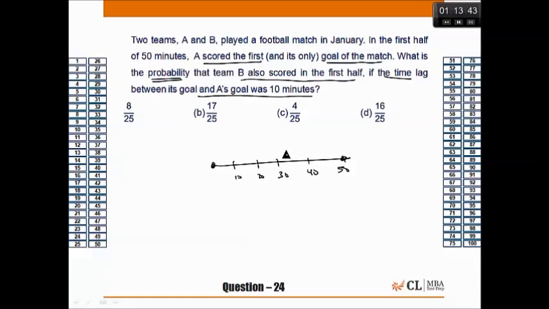Okay, time lag. So if A can score anywhere here, B will be this plus or minus 10, or in between that value. So if it is 50, it will jump. Oh God. What are the options? 25. 50 square. No, I don't think I can. 24 is out. I'm not even going to solve it, I think. I don't think I'll get it.